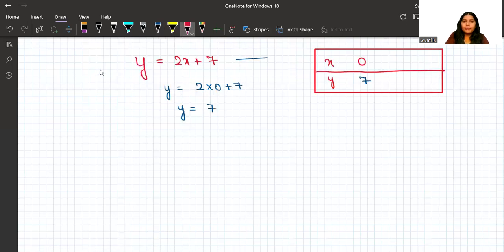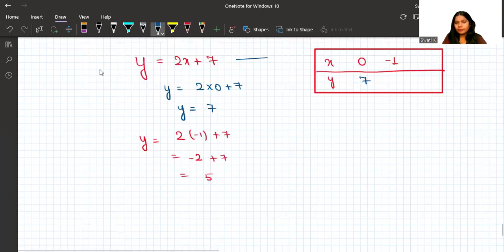Now if I put x is equal to, let's say, minus 1, this will become y is equal to 2 times minus 1 plus 7. What is 2 times minus 1? It's minus 2, and of course, this will become plus 7. So what is 7 minus 2, or minus 2 plus 7? It's nothing but 5. So we have got the value of y to be 5.